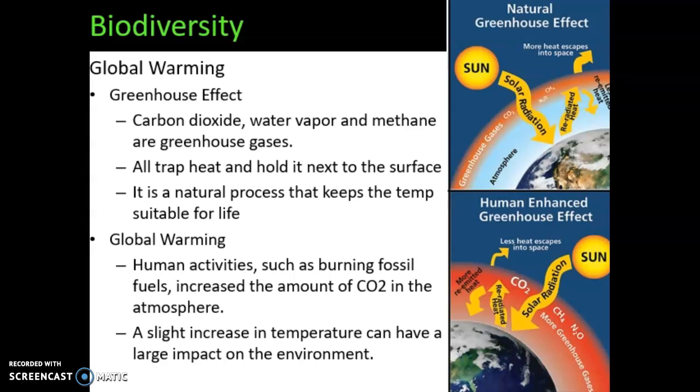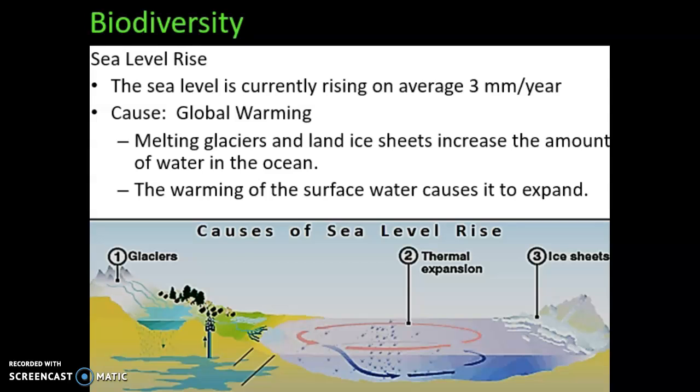Now, a slight change in temperature can have dramatic effects on the environment. We know that it changes how plants grow, and it changes the migration patterns of birds. It has all these unintended consequences. Another one of these unintended consequences is the rise of sea level. The sea is currently rising on average about 3 millimeters per year. Again, the cause of this is global warming, that increase in temperature due to the greenhouse effect.